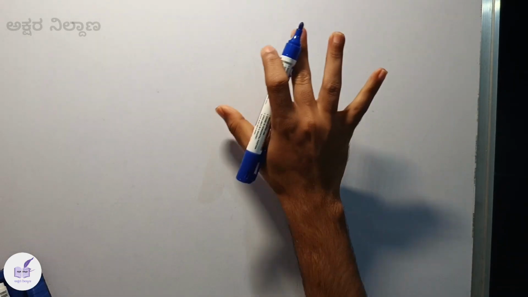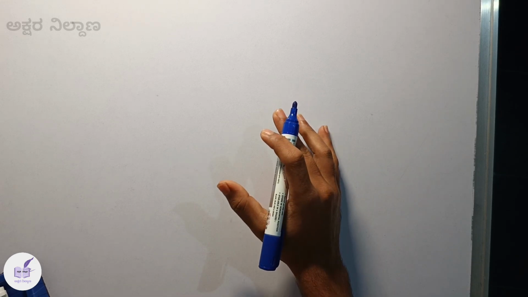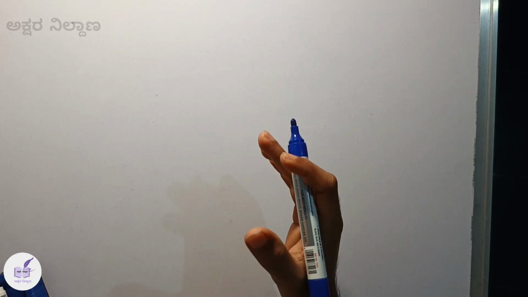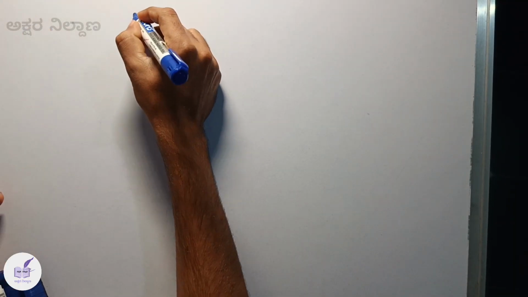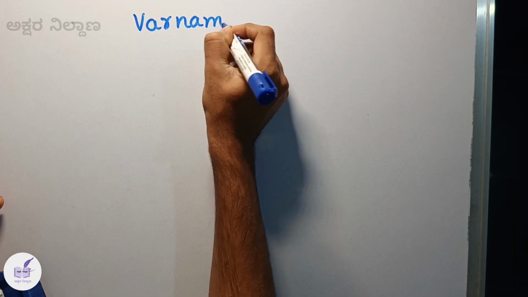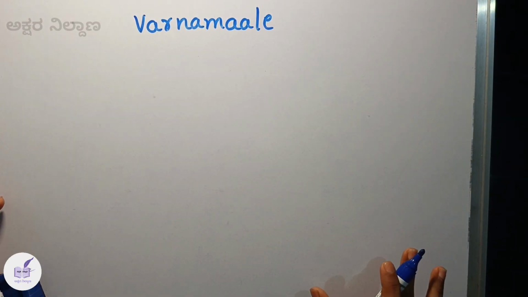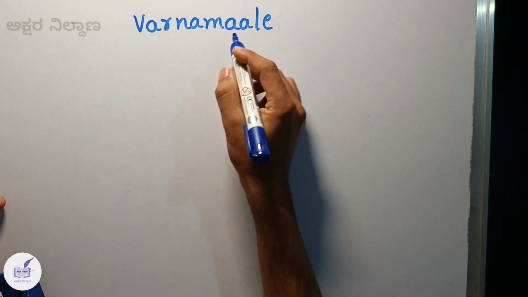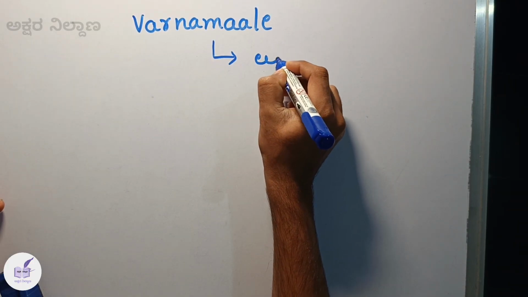Firstly, take down the name Varnamaale. What do you mean by Varnamaale? It's the word for alphabets that we're going to represent in Kannada. Varna, Male. Varnamaale means alphabets.